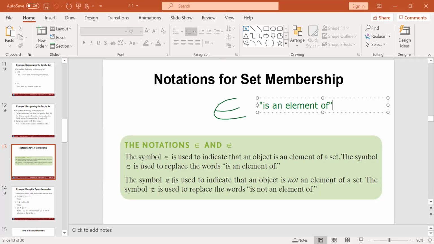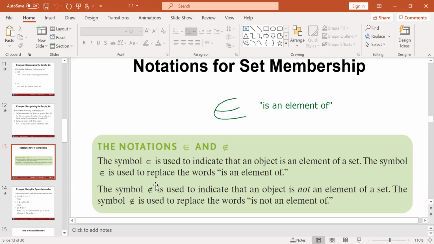When I cross through the symbol, when I use the E but then slash through it, I'm saying it's not an element of. It is a symbol that shows up all the time in mathematics. And again, you don't have to write this down explicitly. You just tell yourself that symbol, the elongated E, means is an element of.